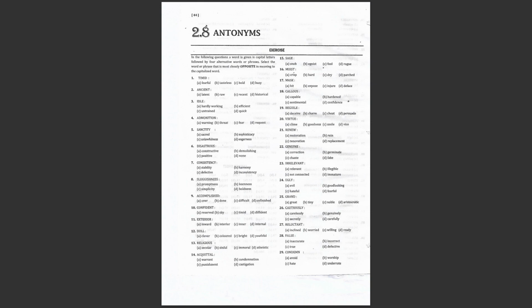Next word, genuine. Genuine is the easiest word, I believe. Genuine means someone who is very authentic. जो बहुत सच्चा हो, अच्छा हो, उसको genuine बोलते हैं. So genuine का antonym है option number D, fake. Someone who is unreal, who is not genuine, is called a fake person.